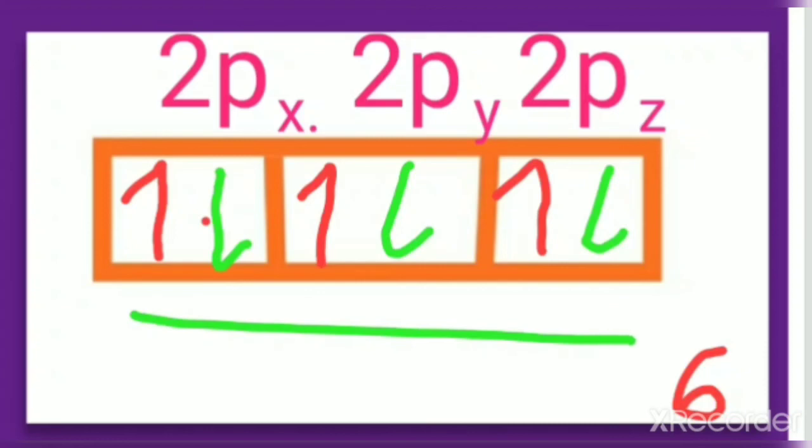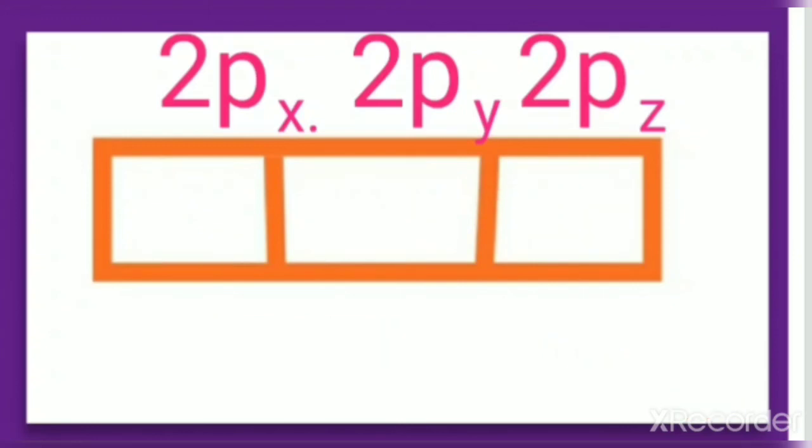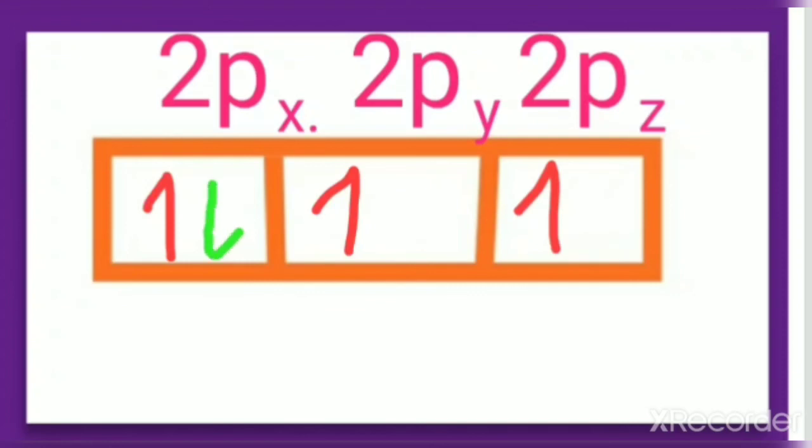Once again, we'll make this structure and this filling here. So first the filling takes place here, then here, then here. Then the fourth electron will be on this side, that is on the 2px, in the anti-clockwise spin, then in the 2py, then in the 2pz. This is the correct way of filling of electrons.